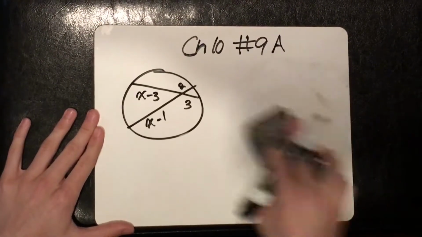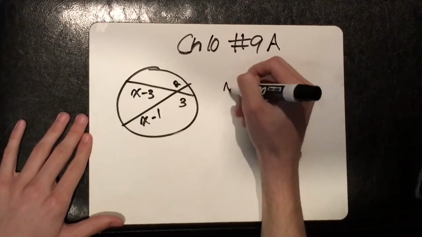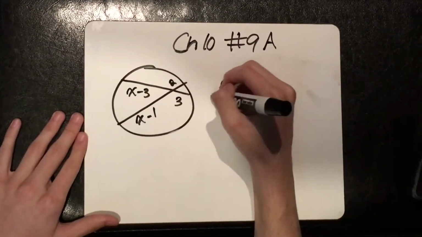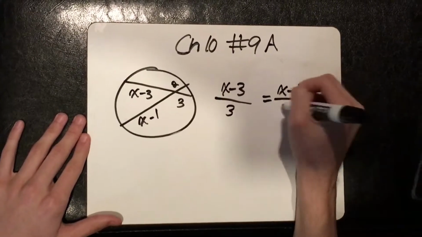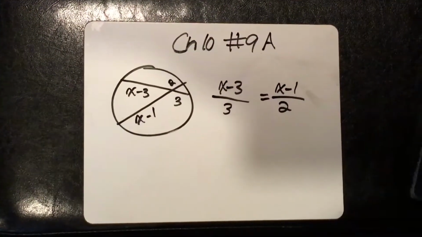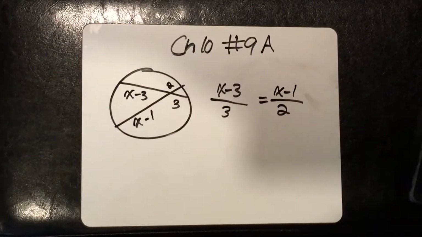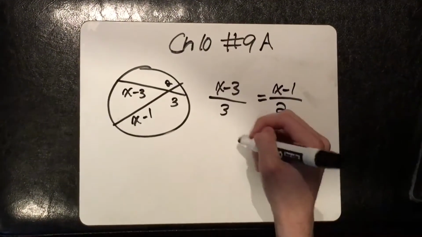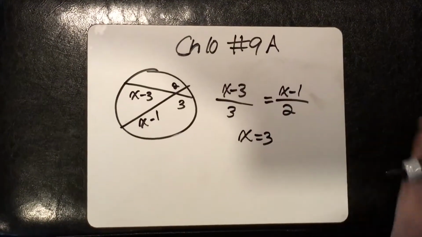When I went about solving this problem, I didn't know the equation, so I said x minus 3 over 3 equals x minus 1 over 2, and I don't even think that's any sort of equation in this chapter, so I just didn't know. And eventually I ended up with an answer of x equals 3. Not sure how.